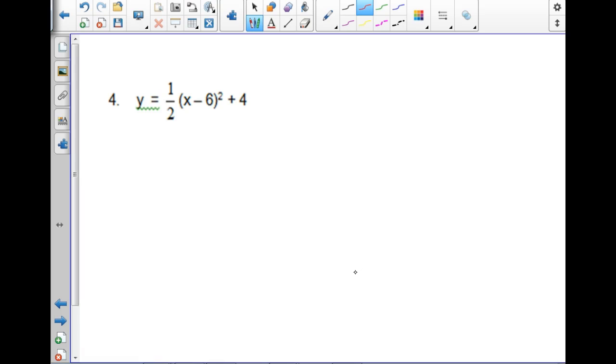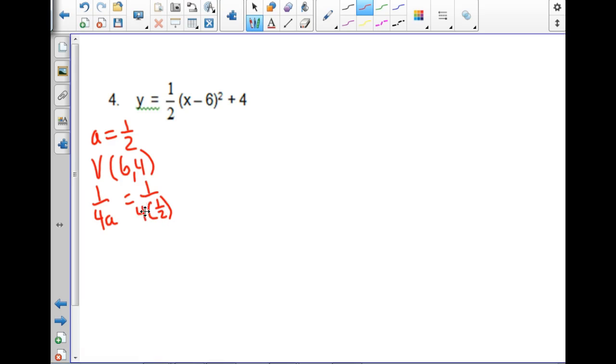It seems to me that the most mistakes are made when the a value is a fraction and you're trying to do focus and directrix. First thing I want to do, identify a. Identify the vertex, 6, 4. What is 1 over 4 times a? Well, that's going to be 1 over 4 times 1/2. Try doing that in your head, please.